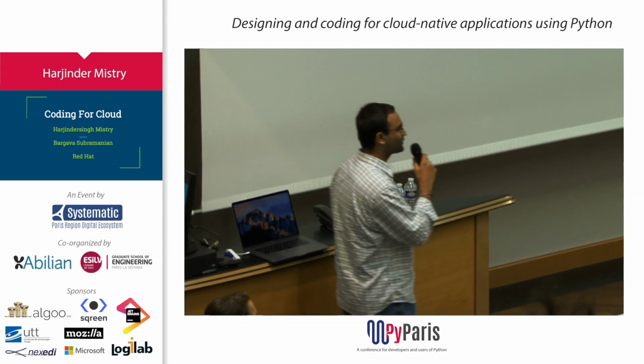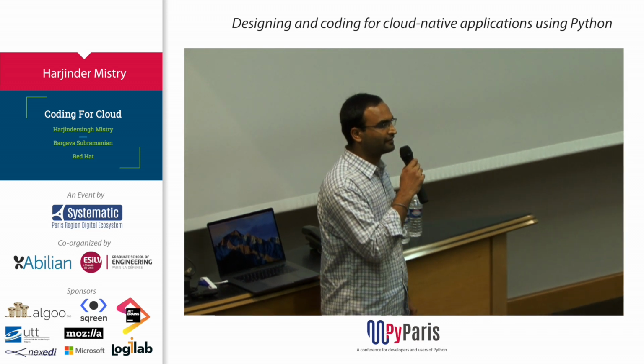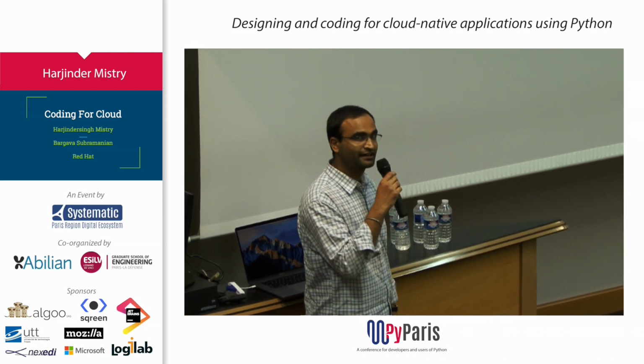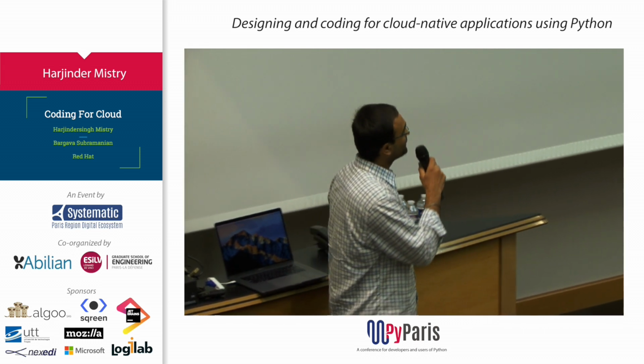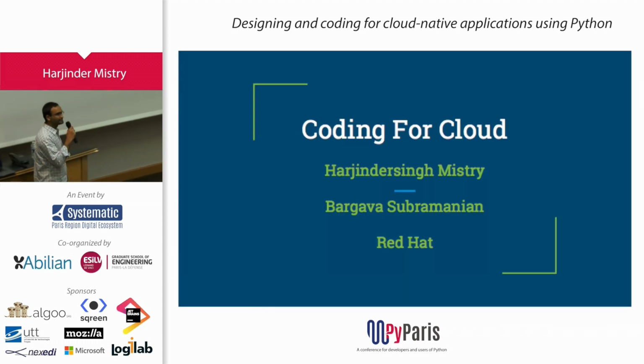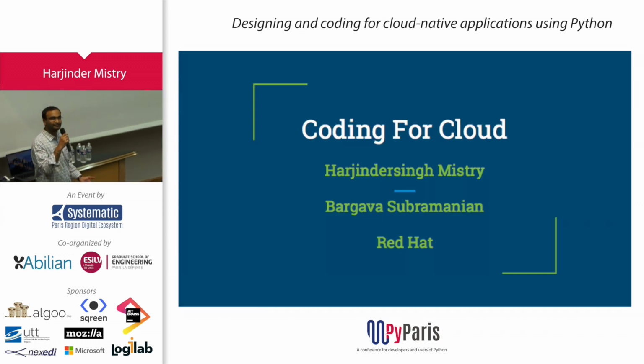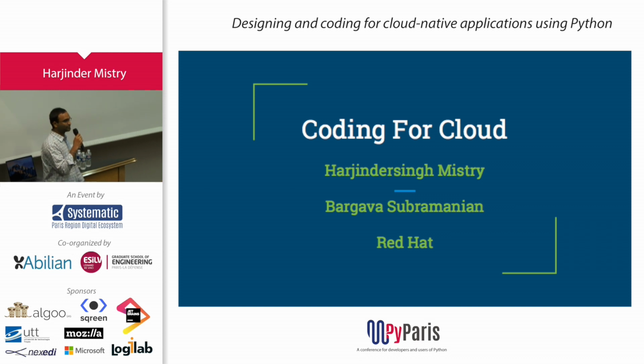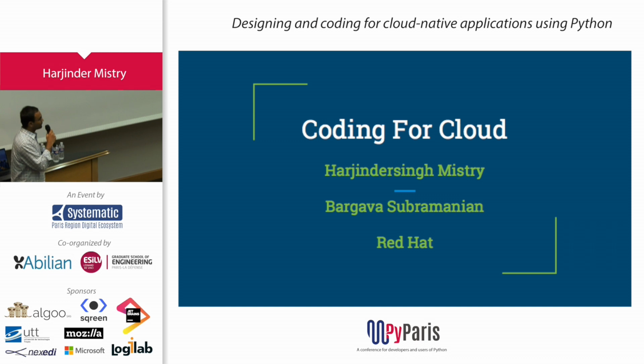In this talk, we will be talking about coding for cloud. I'm Harjinder. I'm from Red Hat, and basically in this talk, we'll see how to design and develop cloud-native machine learning application using Python. Bhargava Subramaniam is co-author of this talk, but he could not make it, so I'm going to hold the fort.